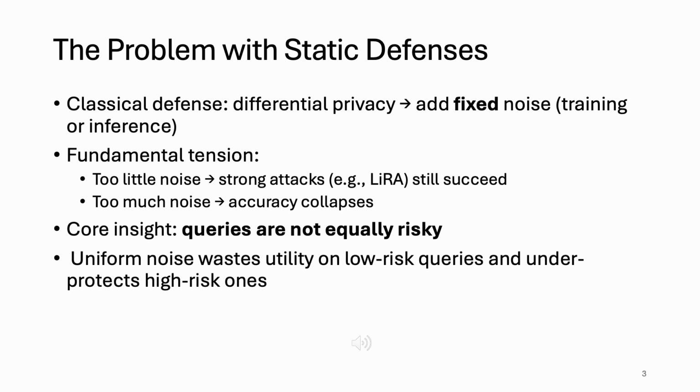So our key observation is that queries are not equally risky. A confident, peaked prediction leaks far more membership signal than an uncertain one. So uniform noise wastes utility on safe queries and underprotects the dangerous ones. So why treat them all the same?